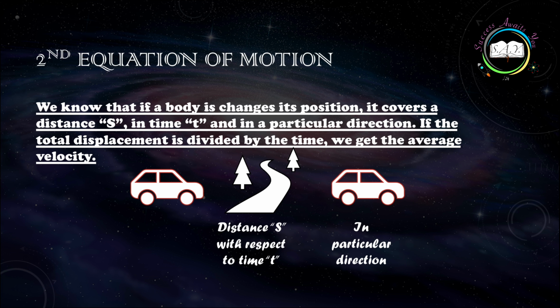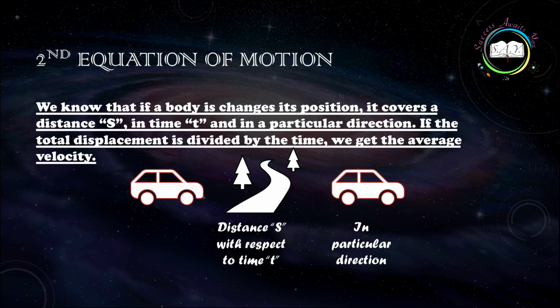Also, the average velocity, v, equals vf plus vi upon 2. Suppose it's our equation 2. Now substitute equation 2 in 1, that is, place the value of v in equation 1. Then the equation becomes s equals vf plus vi upon 2 multiplied by t, which is our equation 3. Using first equation of motion, vf equals vi plus at, which becomes our equation number 4.